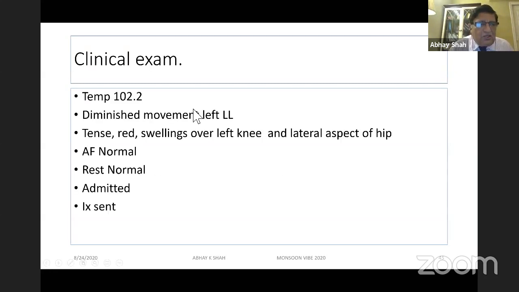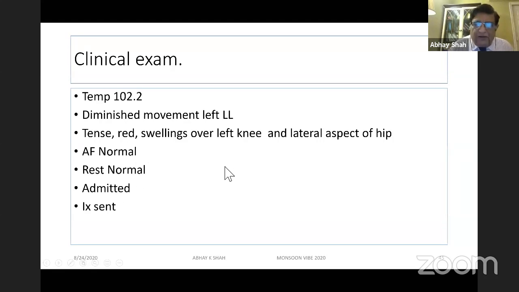Temperature 102, there was diminished movement of the left lower limb. There was a swelling on the left knee, on the lateral aspect of the heel on the left side, which was tense, red, and tender. Anterior fontanelle is normal. Rest of the systemic examination is normal. The child was admitted and investigated.